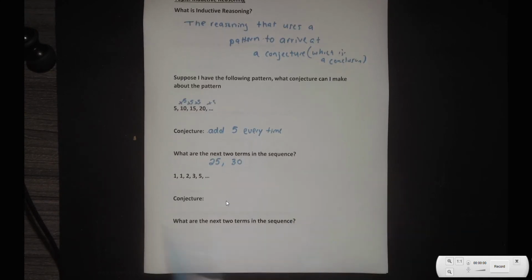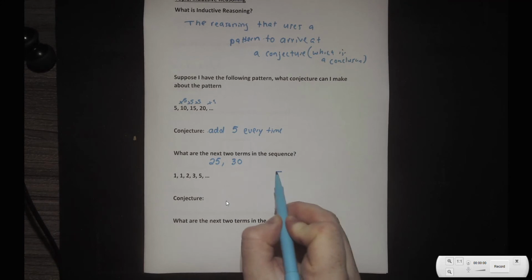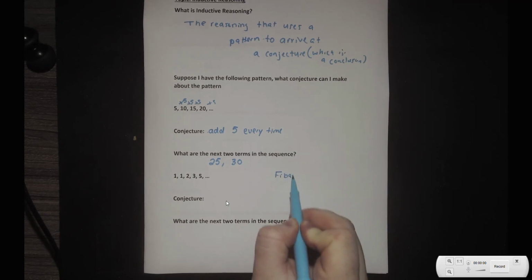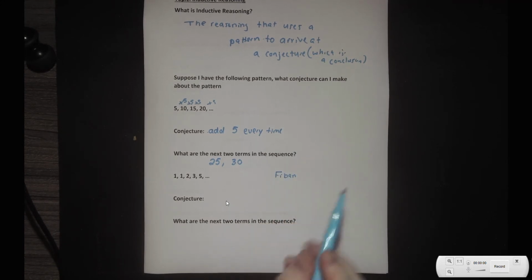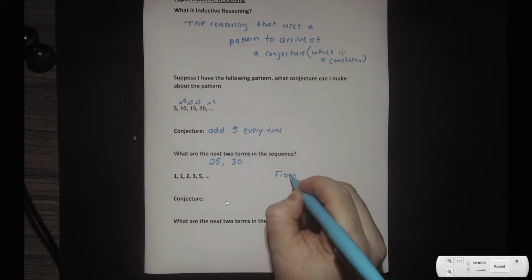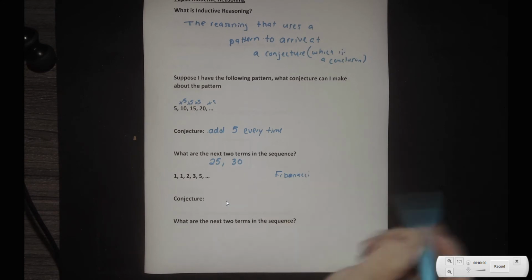So my next one, 1, 1, 2, 3, 5, it's a little bit harder to see. Really, this is a really unique pattern called the Fibonacci. I might not even spell it correctly. Let me just look it up real fast. Those Italian names. Fibonacci sequence.